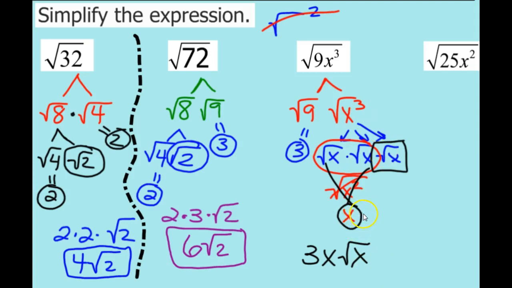Just like multiplication and division are opposites, a square root and a square are opposites, or to the power of 2.